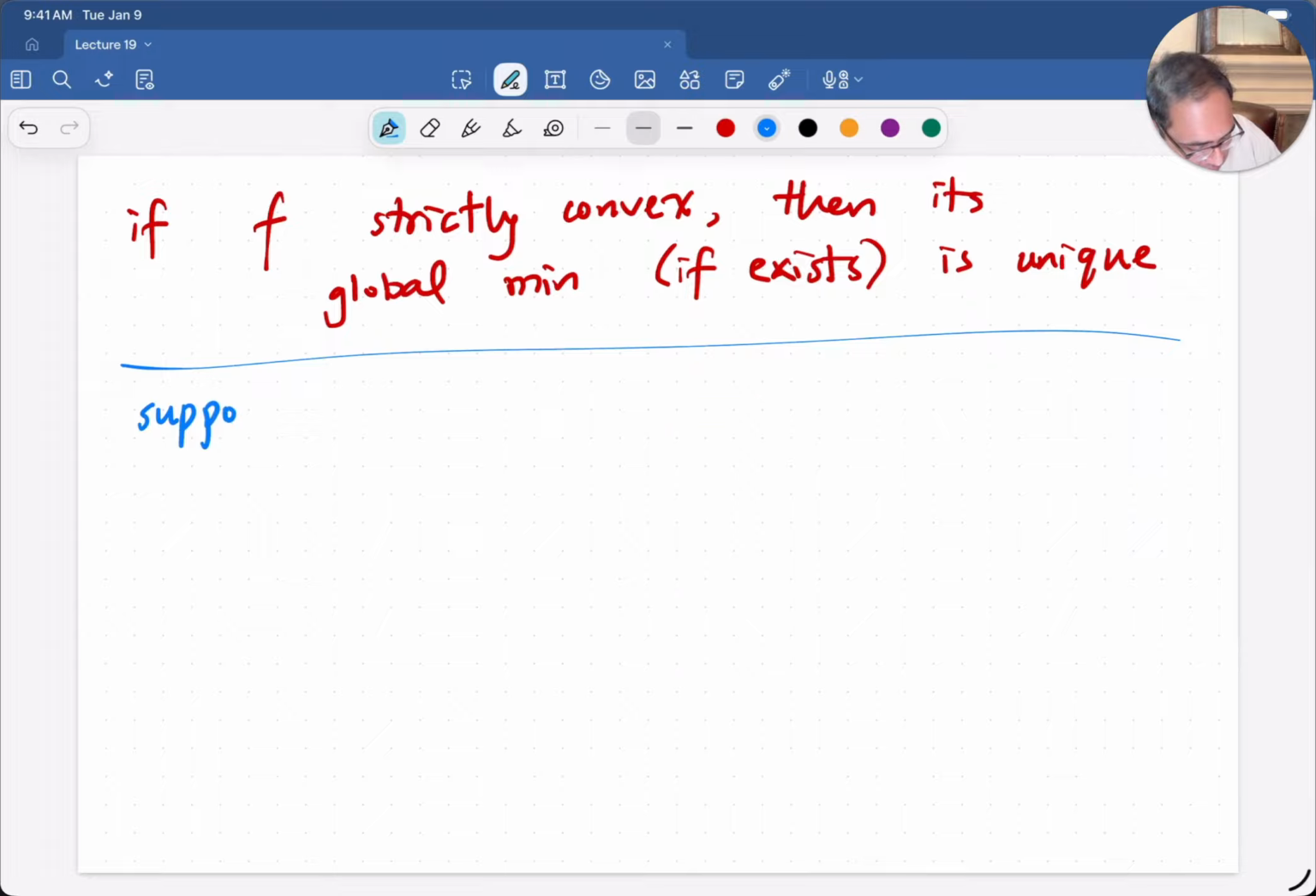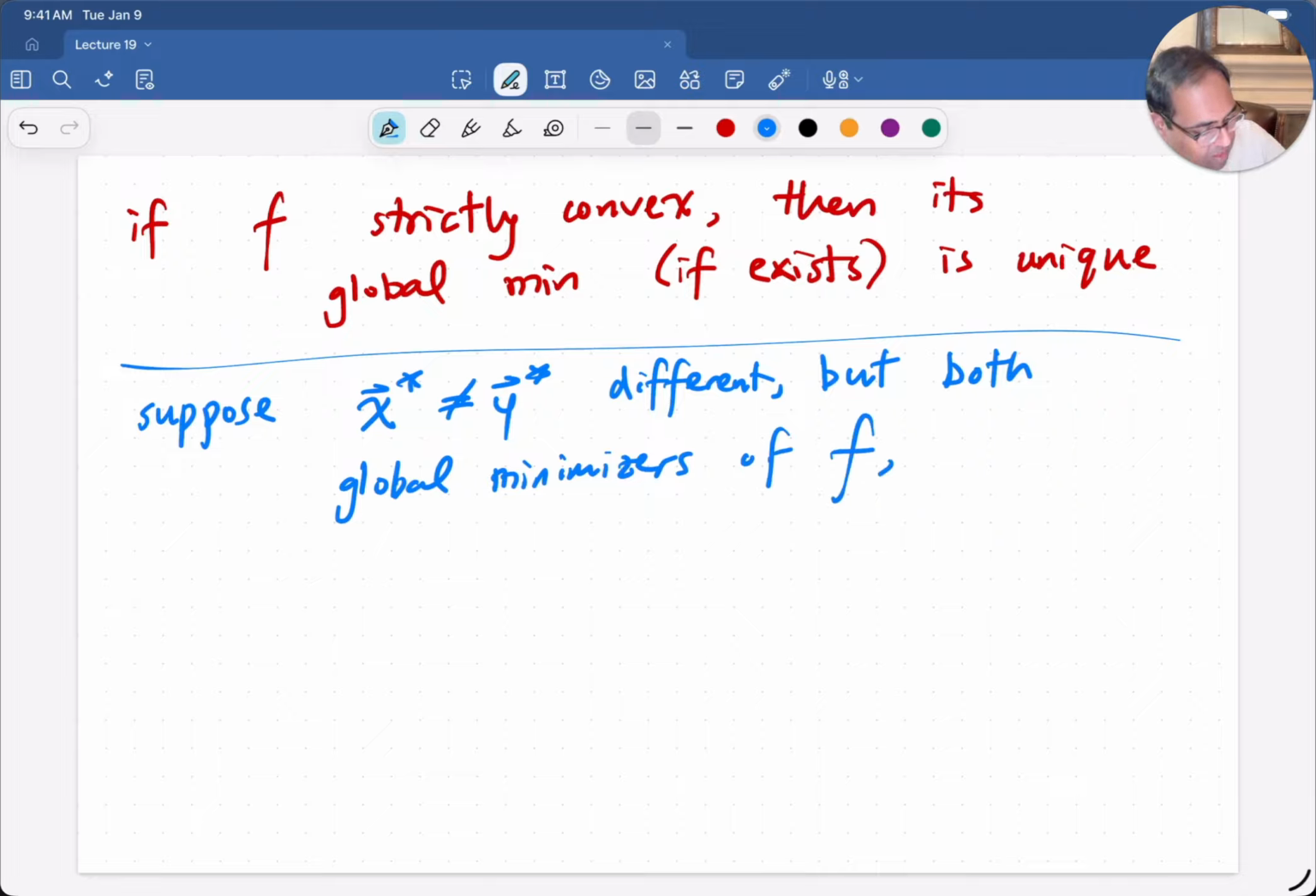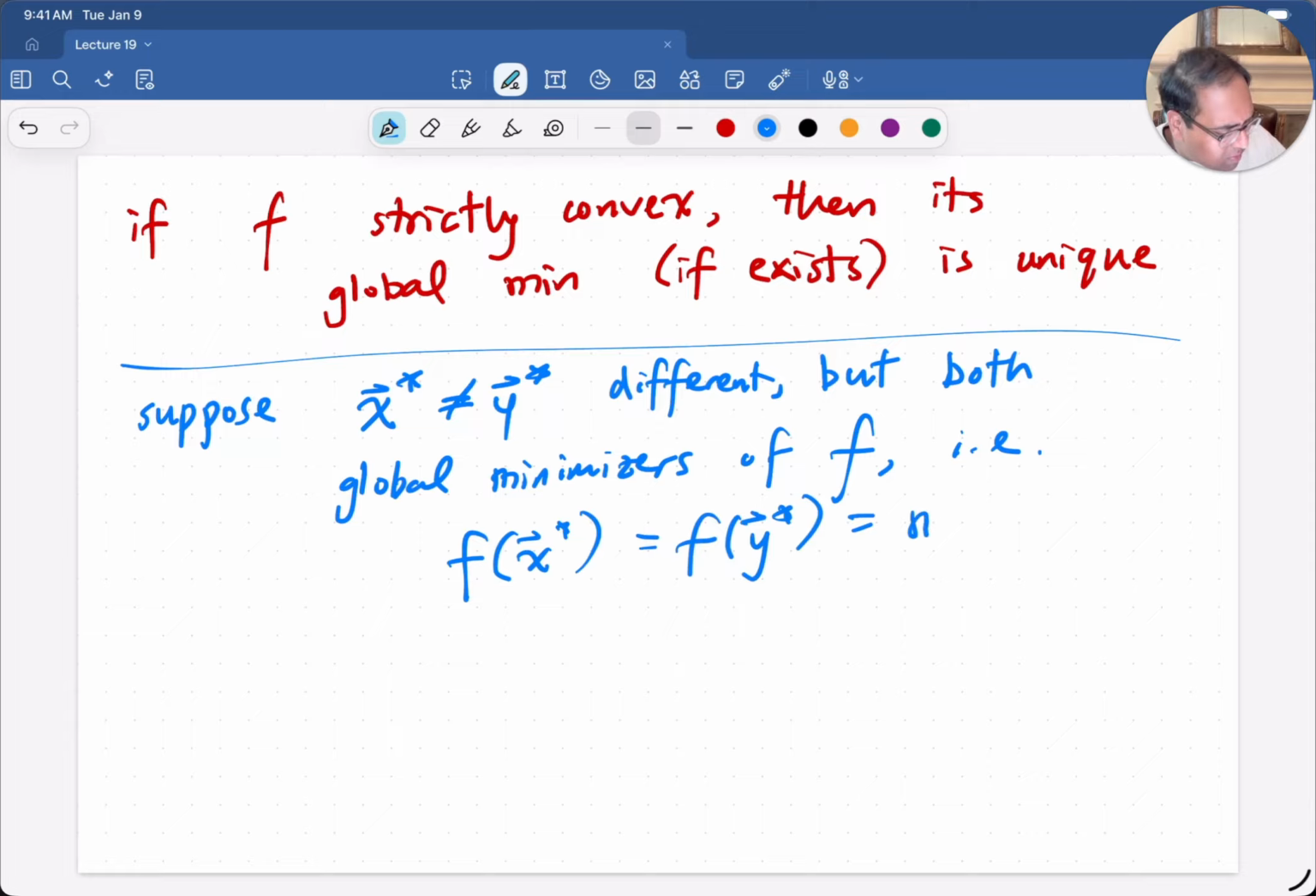Suppose this is not true. So again, we're going to do this by contradiction. Suppose x star and y star are different vectors, but both minimize f, or are both global minimizers of f, i.e., f of x star equals f of y star, and let's call it minimum output m.